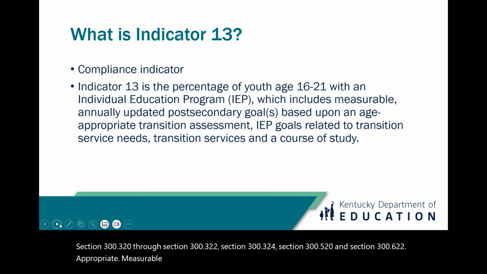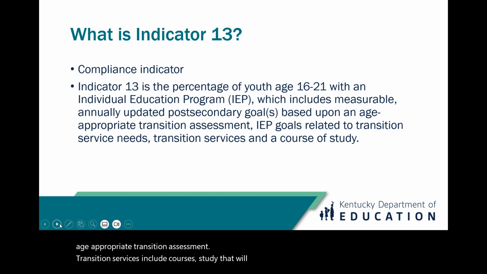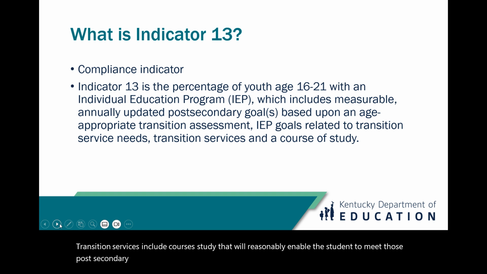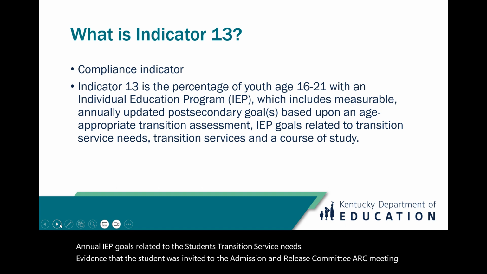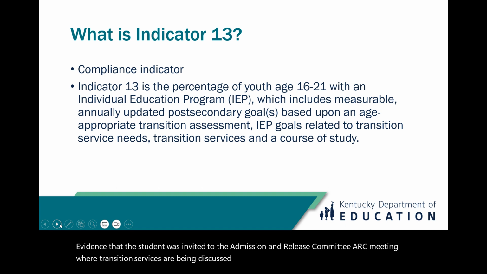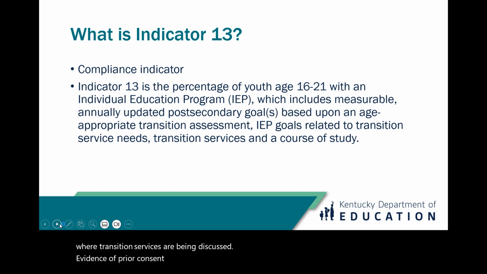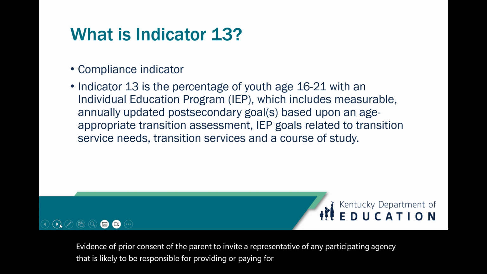Appropriate, measurable post-secondary goals that are annually updated and based upon the age-appropriate transition assessment. Transition services include course of study that will reasonably enable the student to meet those post-secondary goals, annual IEP goals related to the student's transition service needs, evidence that the student was invited to the Admission and Release Committee, ARC, meeting where transition services are being discussed, evidence of prior consent of the parent to invite a representative of any participating agency that is likely to be responsible for providing or paying for transition services.